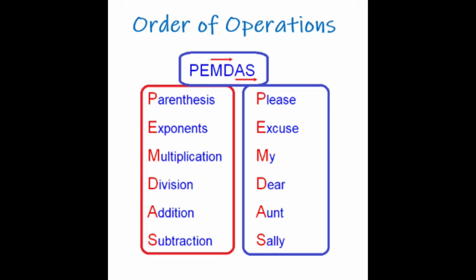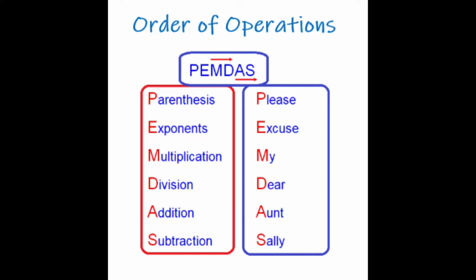In order of operations, we have a famous acronym called PEMDAS. I believe that most of you know this already, if you are familiar with the subject. PEMDAS shows the order of mathematical operations. P stands for parentheses, E means exponents, M means multiplication, D means division, A means addition, and S means subtraction. You can memorize this PEMDAS as an acronym like, please excuse my dear Aunt Sally.